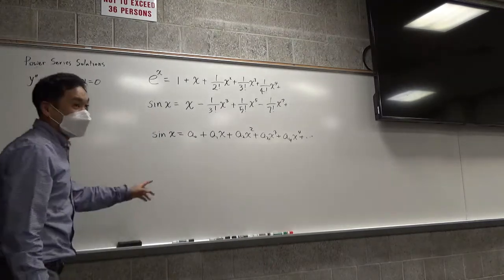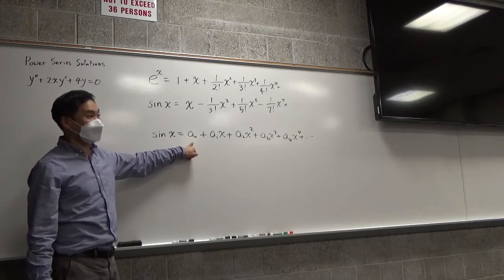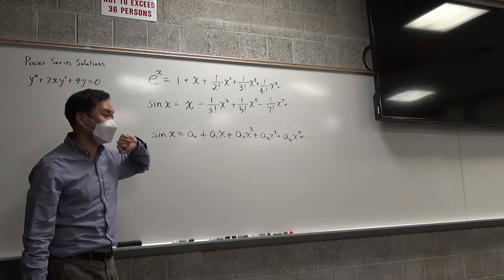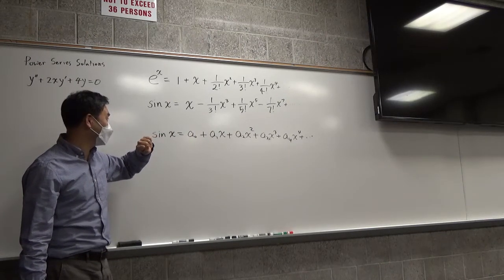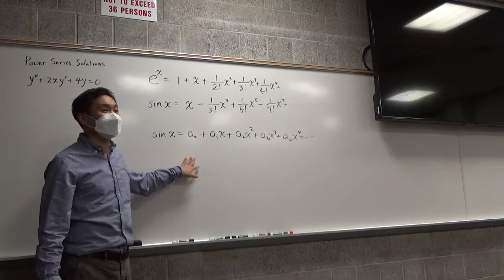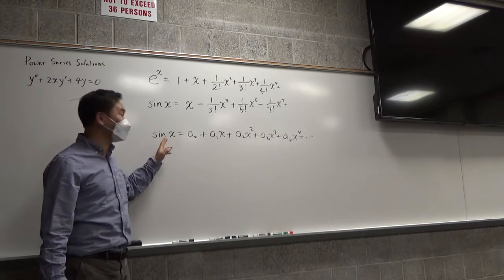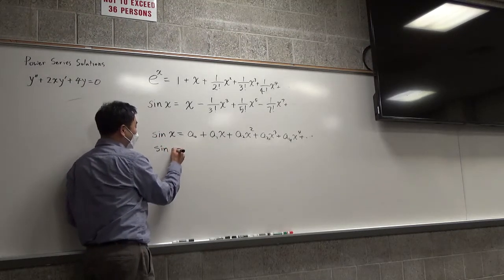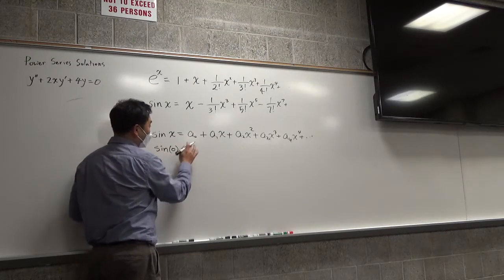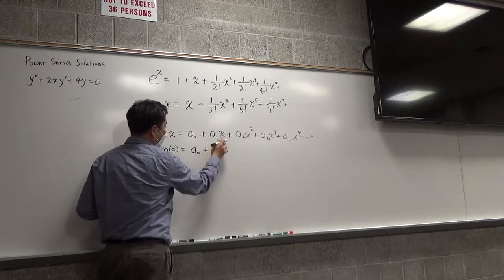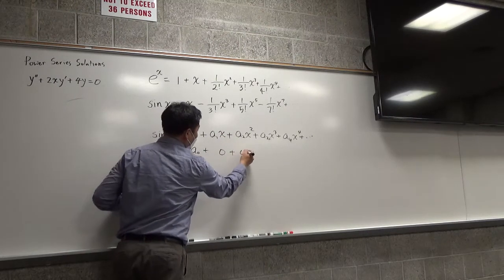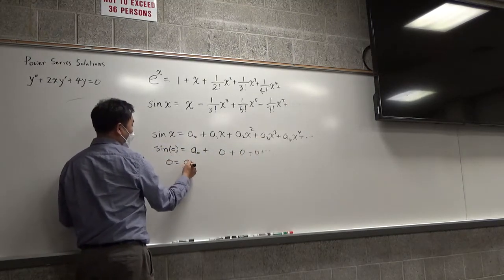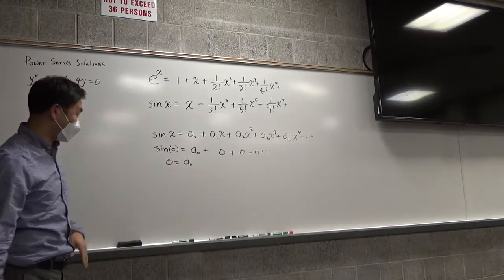Now, how would you get a0? Any ideas? How do you get this? You substitute x as 0. You plug in x equal to 0. Every term with x goes to 0, because any term to the power of 0... so you get zeros everywhere. Sine of 0 is 0, so you get 0 equals a0. And that's it. You get a0.